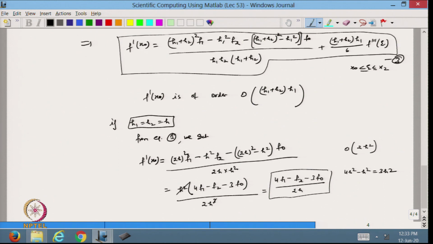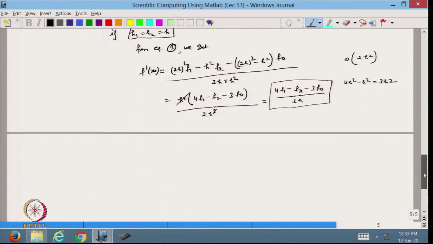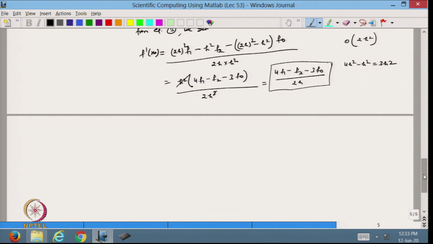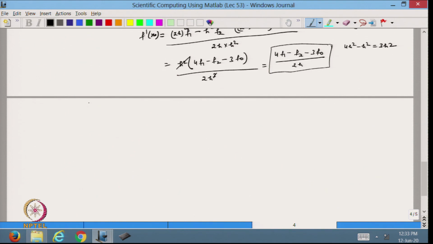So in this case I am using the 2 values f1 and f2 to find this one. So that expression becomes a very easy expression when the data is equispaced. Now we will find out what about the, so that we will do in the next chapter. So let me stop here.